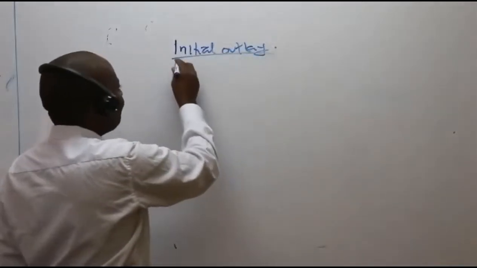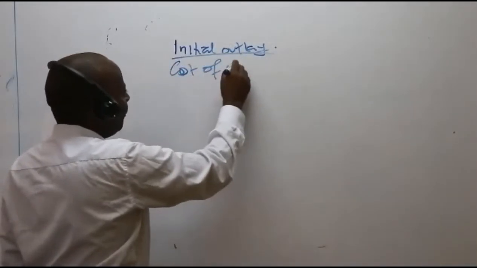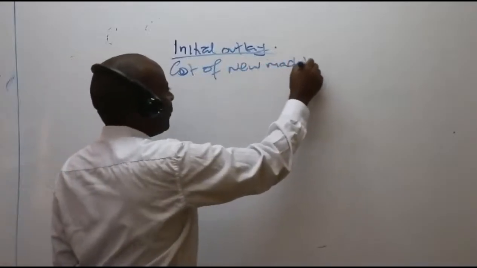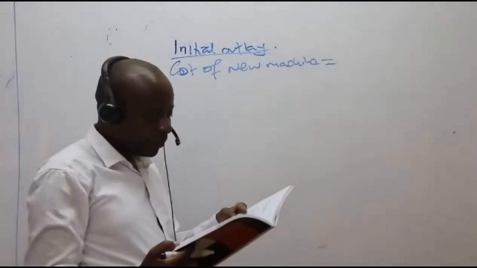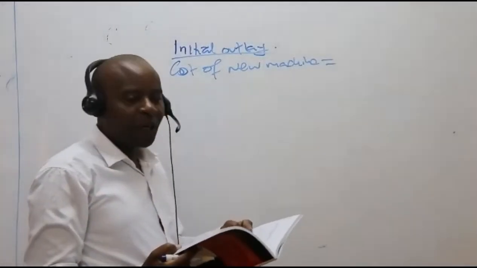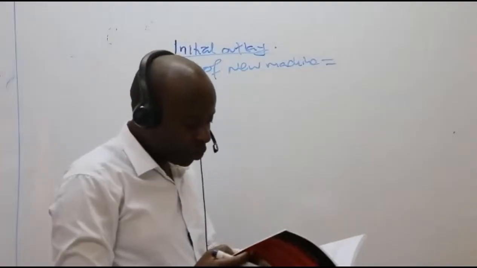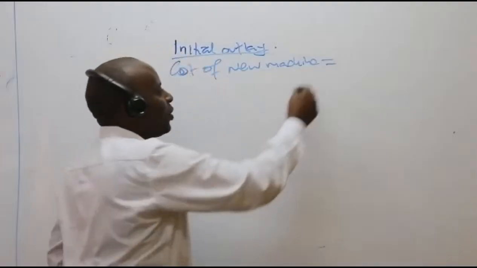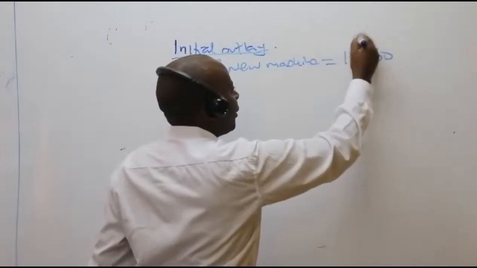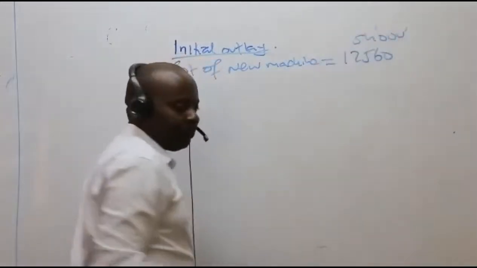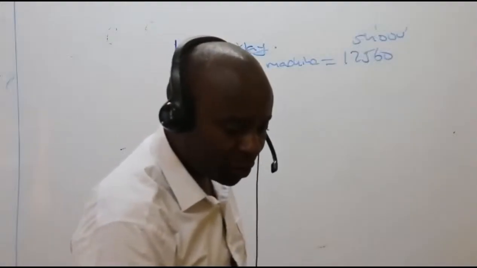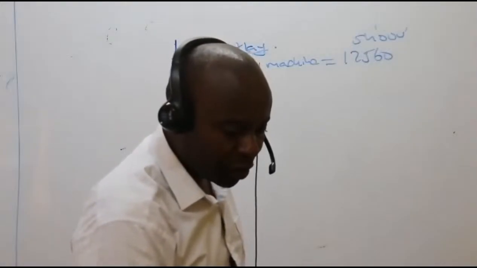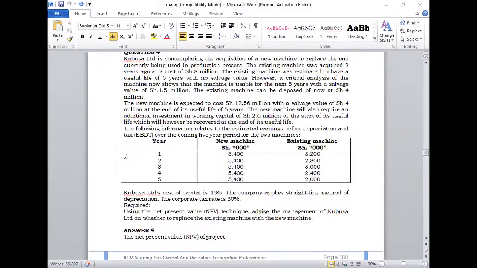So initial outlay, what do I have? Cost of new machine. So are you able to see the cost of the new machine somewhere? Cost of the new machine in paragraph number 2, they're telling it's 12,560. I'm putting my figures in thousands. In paragraph number 2, what I would request is that you take a snapshot of this question kindly so that I get free from this thing of sharing my screen.